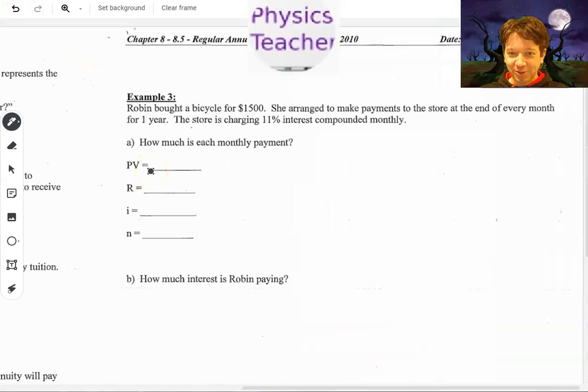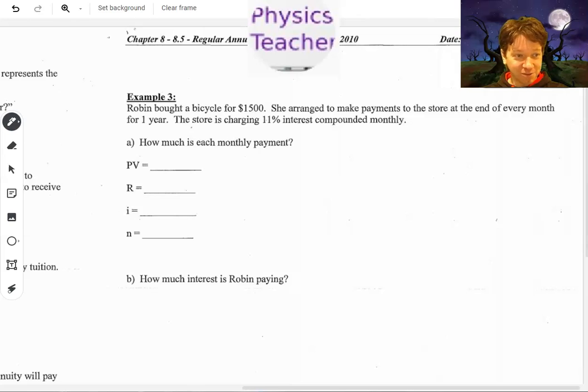So example number 3. Robin bought a bicycle for $1,500. Wow, that's way more than I would spend on a bicycle. But continuing, she arranged to make payments to the store at the end of every month for 1 year. So this is like taking out a loan, right? It could be a bicycle, it could be a car, for a different amount. This is a good example for us to go over. The store is charging 11% interest compounded monthly. So how much is each payment?